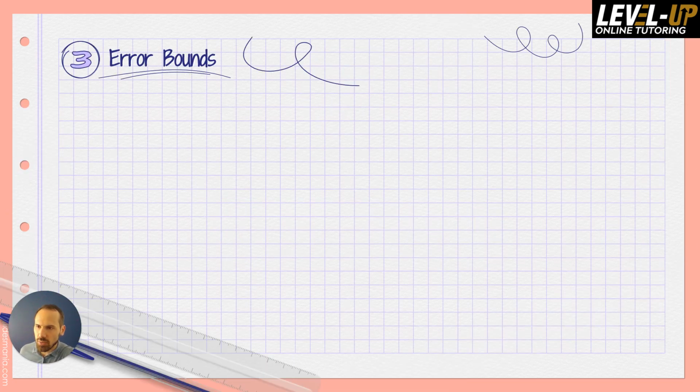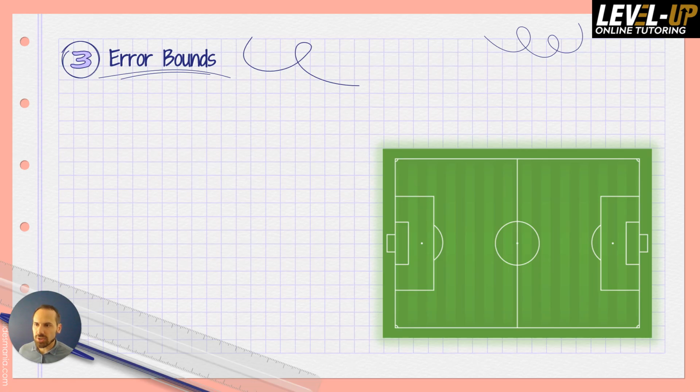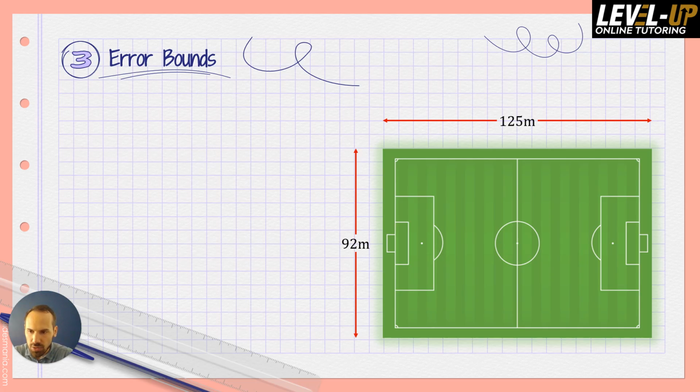So let me give you an example here. So say we've got a football pitch like this, and we've got the dimensions of the football pitch, 92 meters by 125 meters. And we want to calculate the area of this football pitch. Maybe we're trying to check that it meets regulations, or maybe we need to sow some new grass for this, and we need to know how much the area is so that we can put that grass down. So we calculate our area like this. For a rectangle, it's just going to be simply the two side lengths multiplied together, and we get the area of 11,500 meters squared.